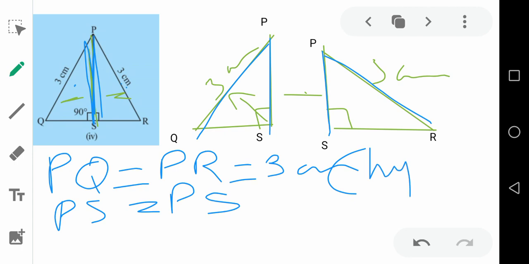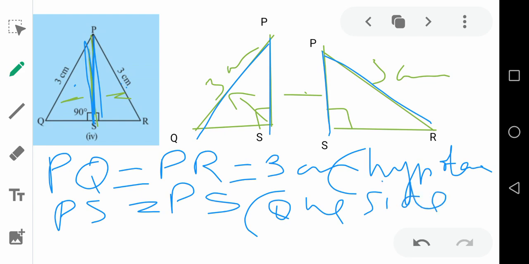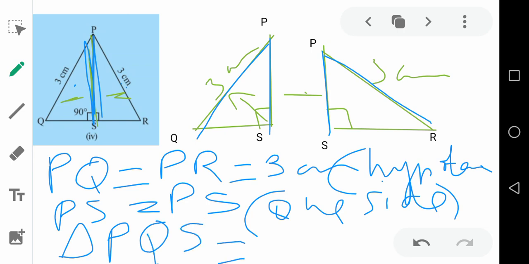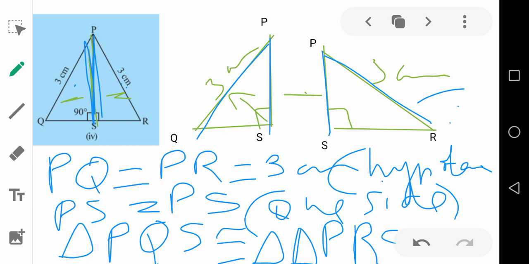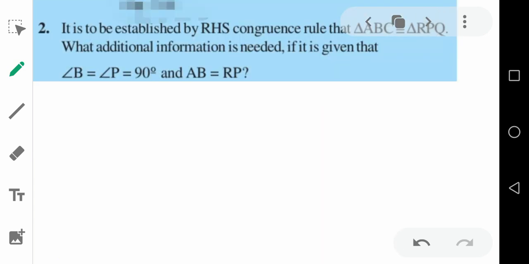So here we got the hypotenuse. Hypotenuses are equal for both triangles. Here we got one side. One side is also equal. One side of the first triangle is equal to one side of the second triangle. So those two are also equal. So what can you say using the RHS congruence rule? Triangle PQS is congruent to, that order is very important. Triangle PQS means this side, how will you write? Triangle PRS using the RHS congruence rule. So this is how you have to do the problem.